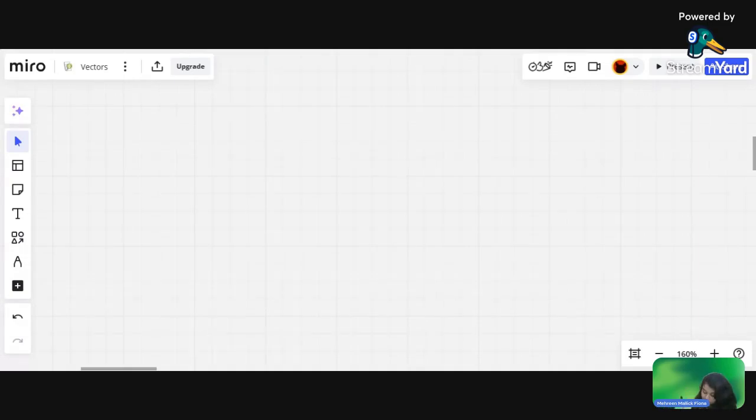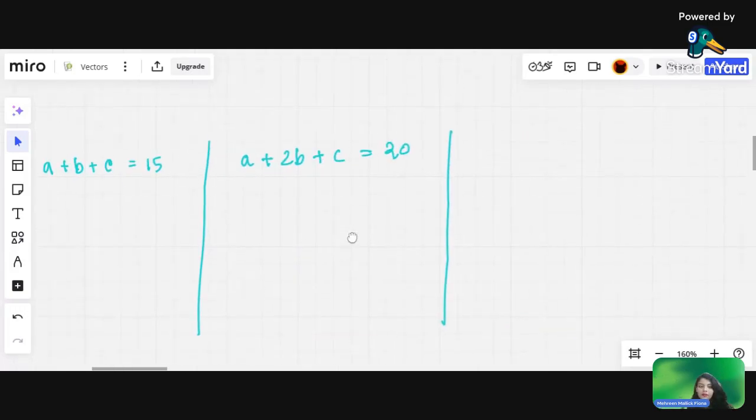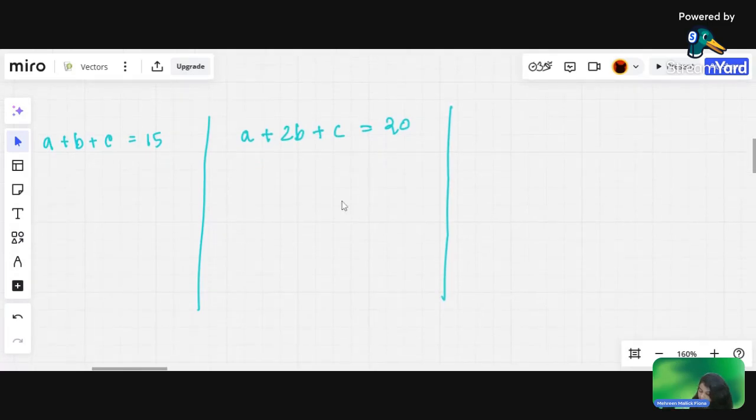three equations, for example, a plus b plus c equal to a certain value, then a plus 2b plus c equal to 20, then 3a plus 2b plus 2c equal to 70. Now that we have these equations, we can also visualize them in another way.